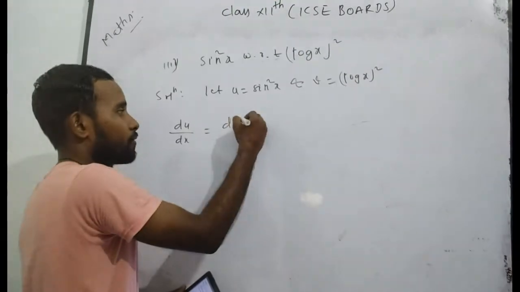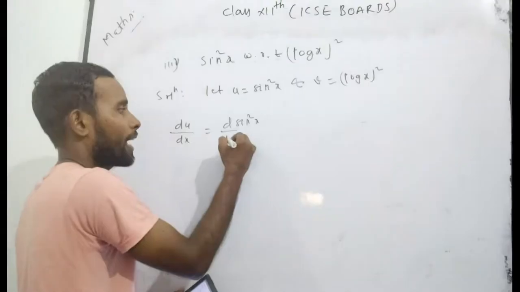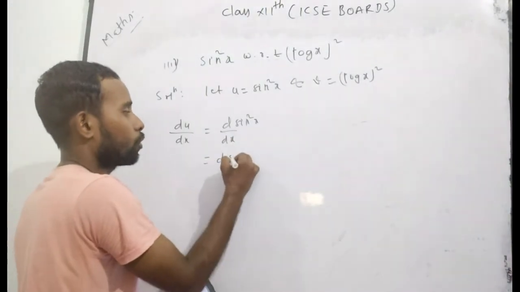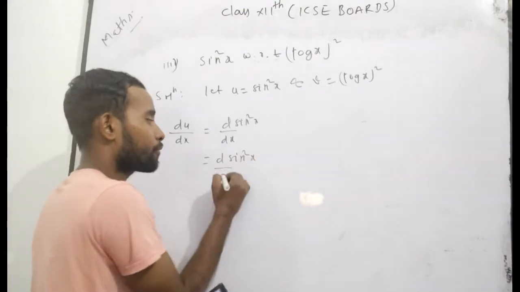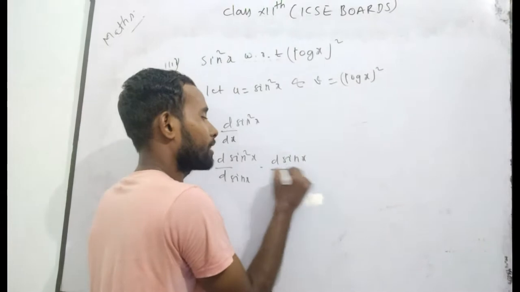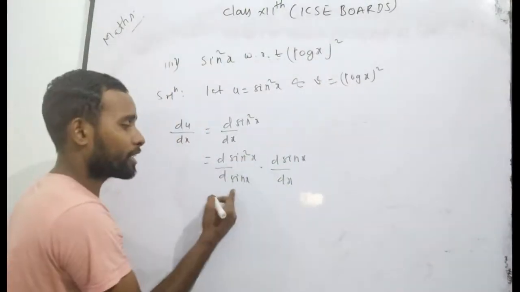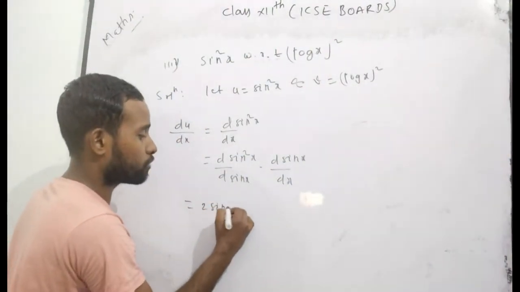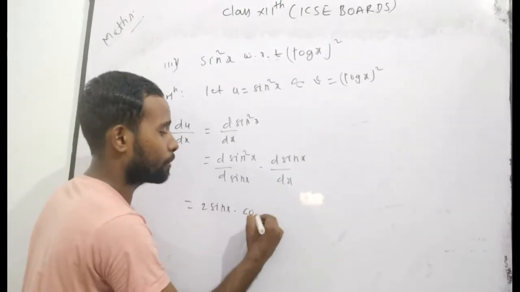du/dx means differentiate sin square x with respect to x, but you can't find it directly, so you have to find the derivative of sin square x with respect to sin x, and again the derivative of sin x with respect to x. The derivative of sin square x with respect to sin x will be 2 sin x, into the derivative of sin x with respect to x, which will be cos x.